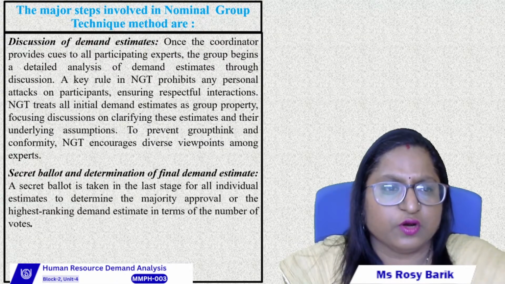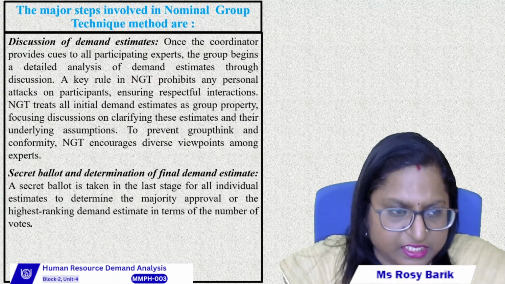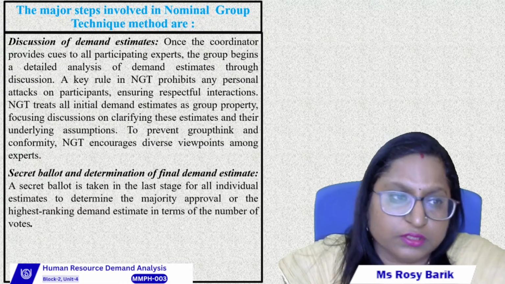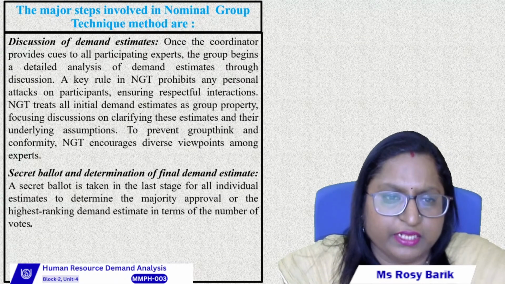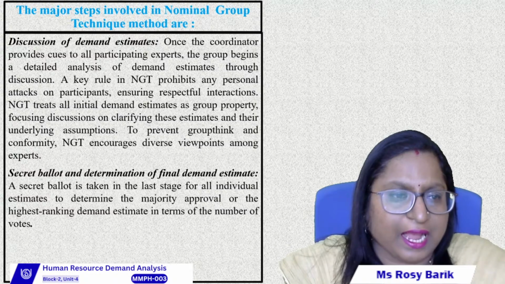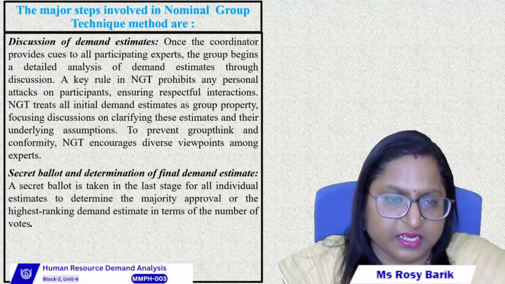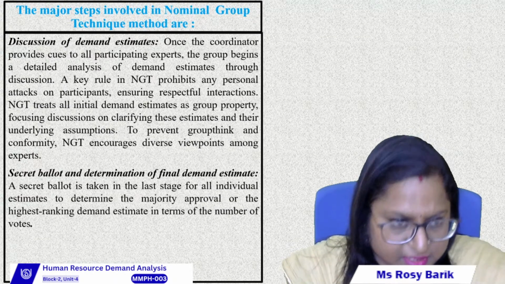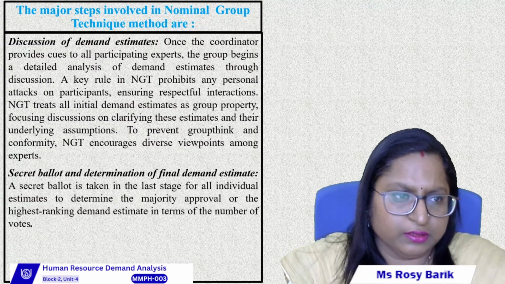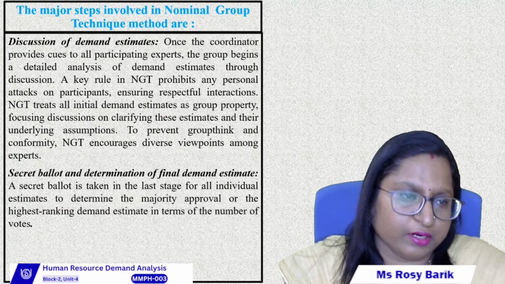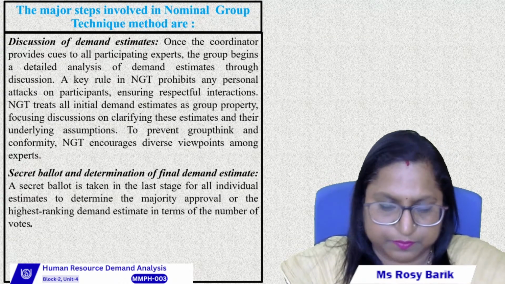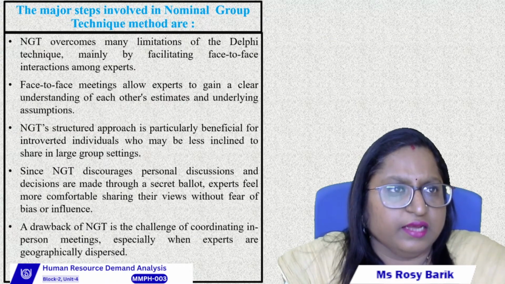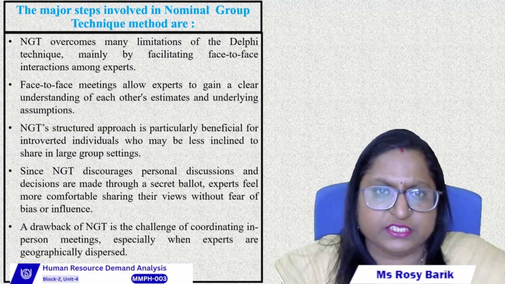Then the secret ballot, or determination of the final demand estimate. A secret ballot is taken in the last stage of all the individual estimates to determine the majority approval or the highest ranking demand estimate in terms of number of votes. So finally, on the basis of the vote or secret ballot system, the highest ranking demand estimate is determined.